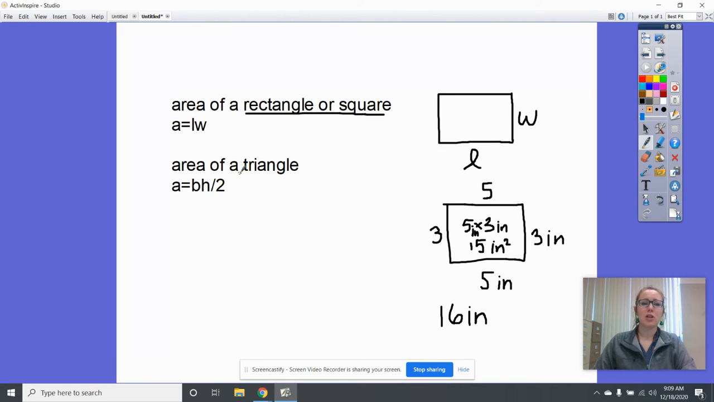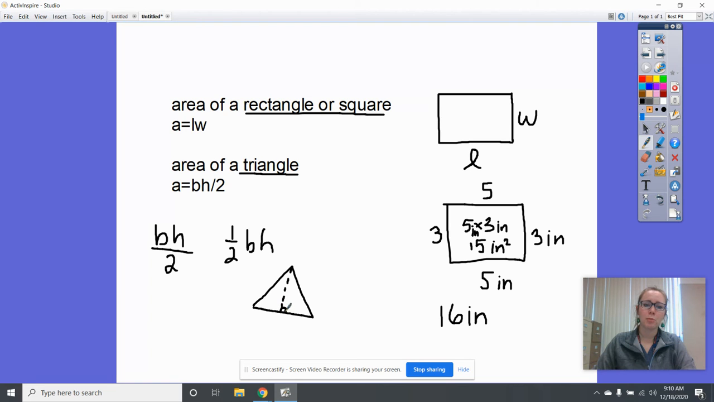So now let's talk about a triangle. The formula for the area of a triangle, there's a couple different ways it can look, but it all means the same thing. Here I have base times height divided by 2. You may have also seen it as 1/2 base times height. Either way is the same thing. Base times height of a triangle: the height is straight up and down from the base. We call that perpendicular to the base.